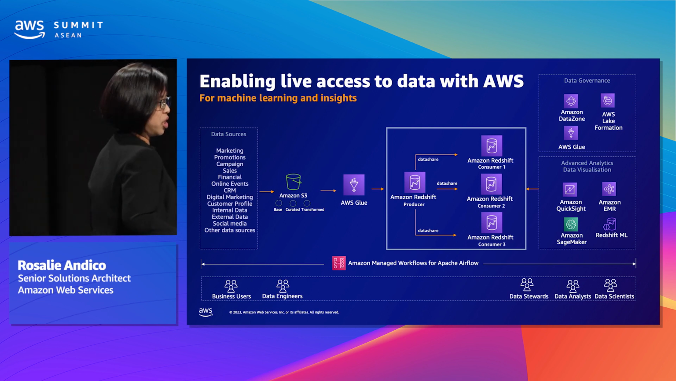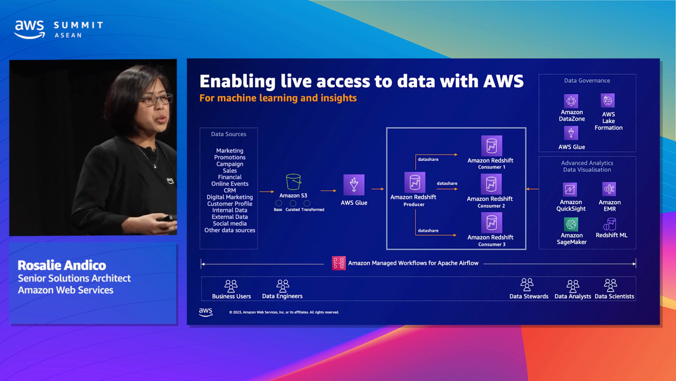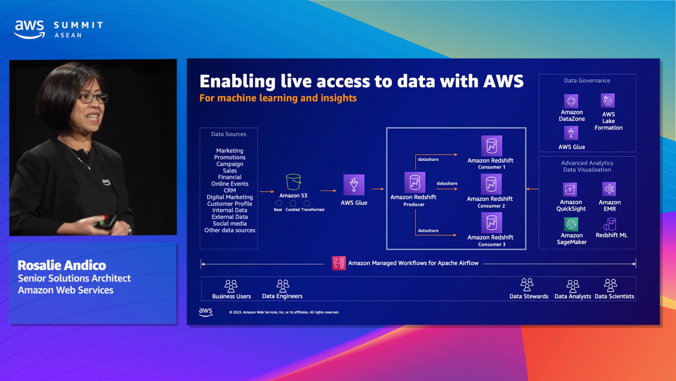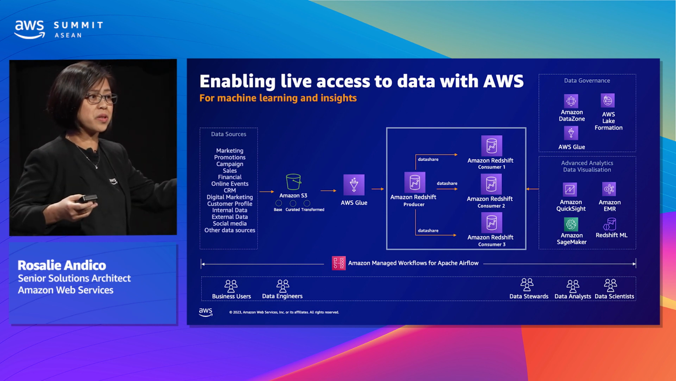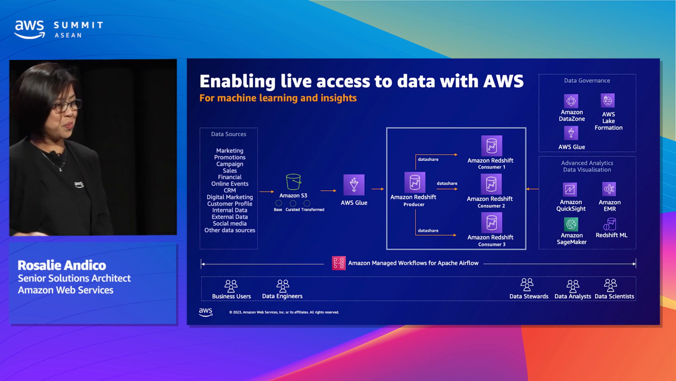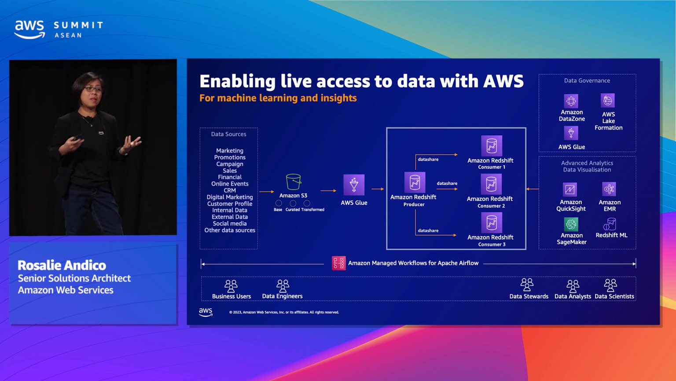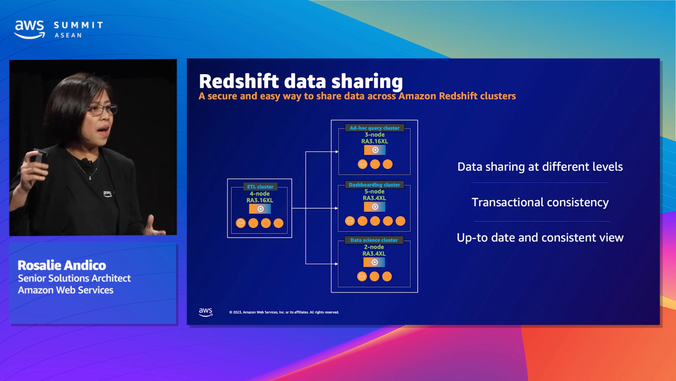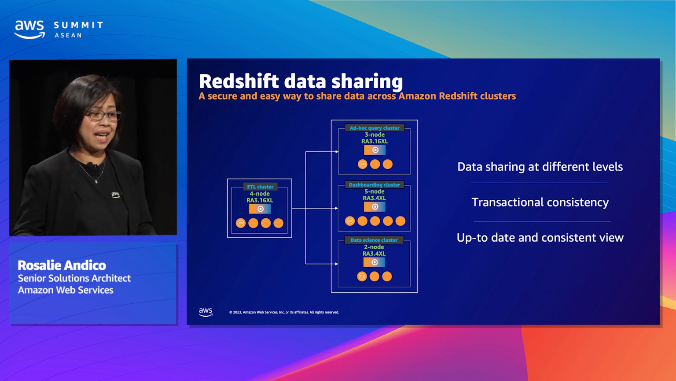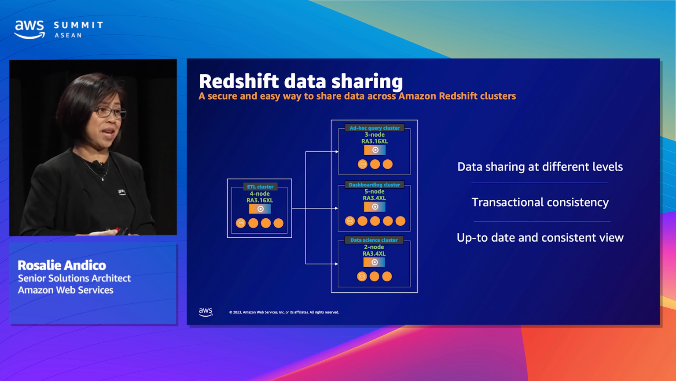An enabling technology that will allow you to democratize analytics in your organization is Amazon Redshift data sharing, where you have data producers sharing data across all your data consumers. This architecture will allow you to create data products and at the same time enable live access to your data. Live access to data means that all the users in your consumer cluster see the most up-to-date and the most consistent view of information.